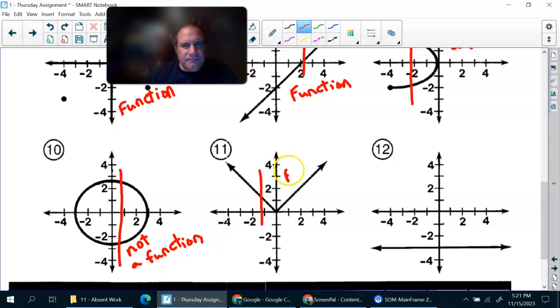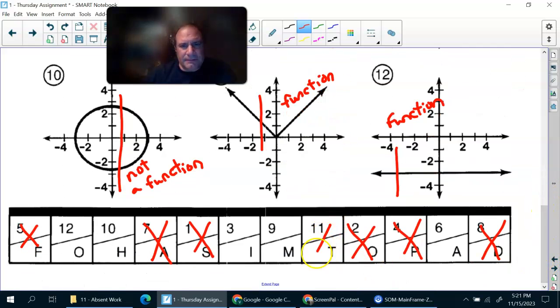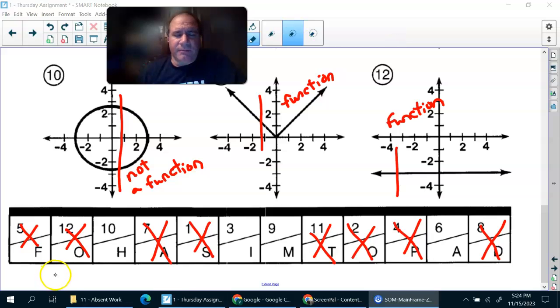Crosses once, function. Crosses once, function. So we have to cross 11 and 12 out. And that's about it. So these are my results. I don't understand what that means, but okay. It says Hima. All right.